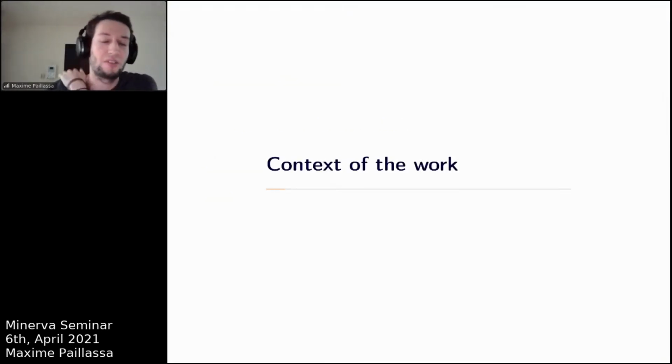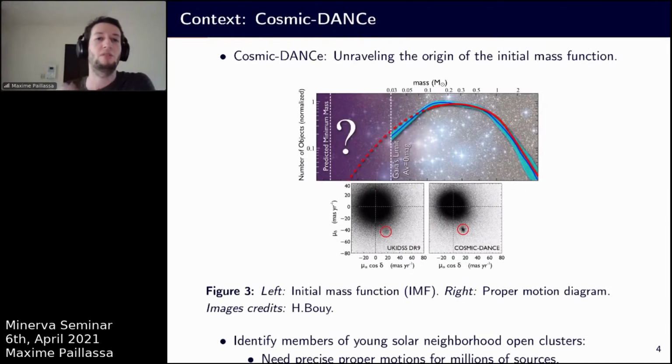So a bit of context first. My PhD work lied within two main projects. The first project is Cosmic Dance, which is a project led by Hervé Bouy, one of my PhD advisors. And the aim of this project is to unravel the origin of the initial mass function of stars. So the mass function is the function describing the number of objects with respect to the mass of those objects, as shown in this figure.